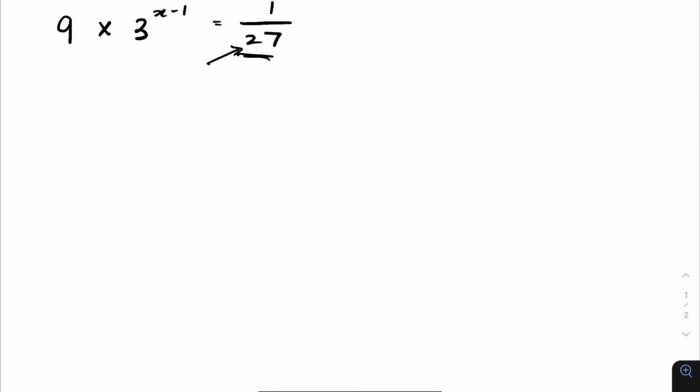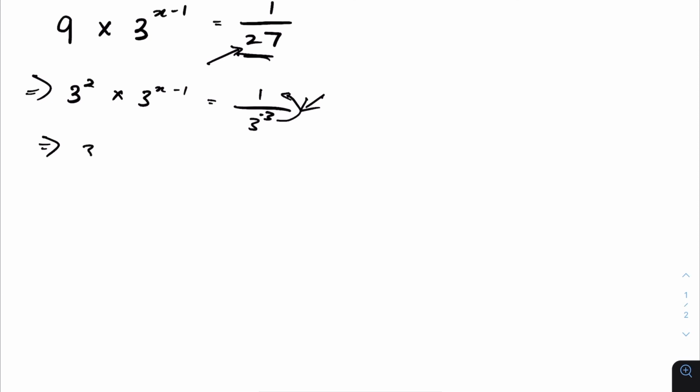That's just a side note, but for now we don't need it, thankfully, because we don't have any unknowns in a different base. So first step is always to break it up into the simplest base. So 9 is 3 squared. It's multiplied by 3 to the power of x minus 1, which is equal to 1 over 3 to the power of 3. But it would be much more helpful if we could make this fractionless. So obviously we can use law of indices to make this a negative 1 and bring this to the numerator in that way. So it's 3 squared times 3 to the power of x minus 1, which is equal to 3 to the power of negative 3. Because if we were to evaluate this with exponents, it would be 1 over 3 cubed, which is 1 over 27, which is what we had originally.